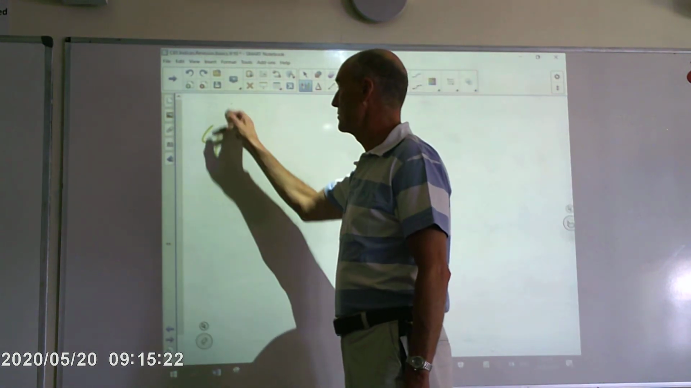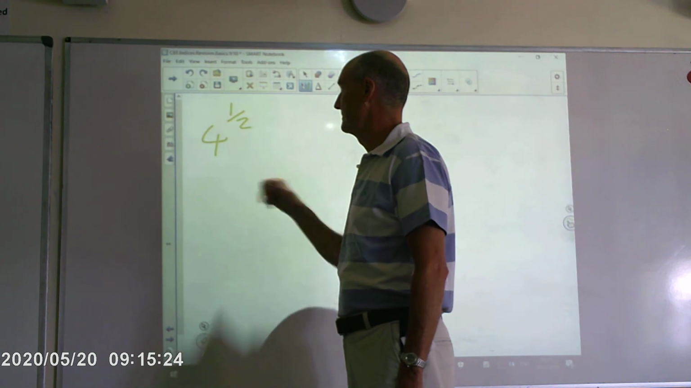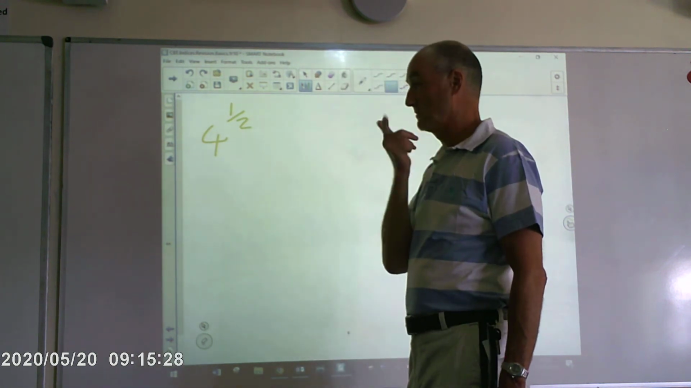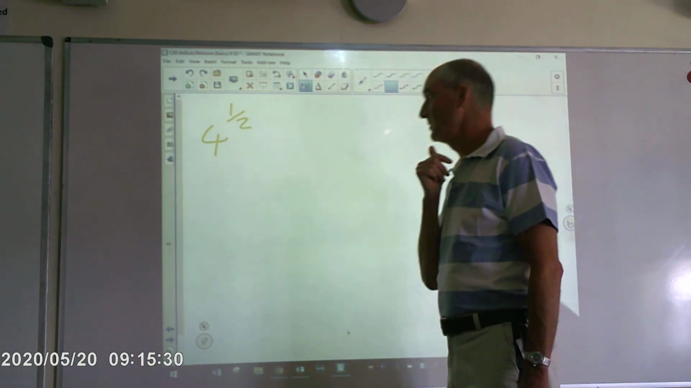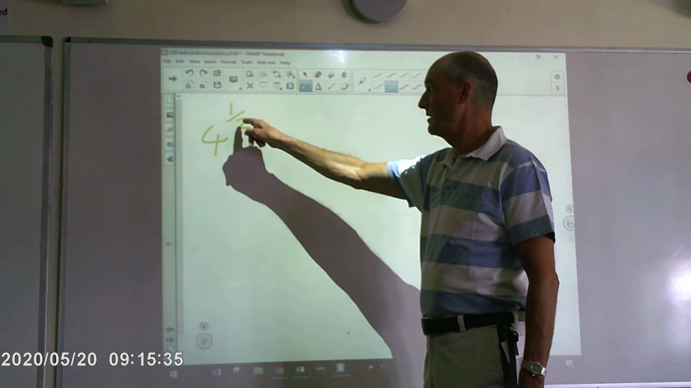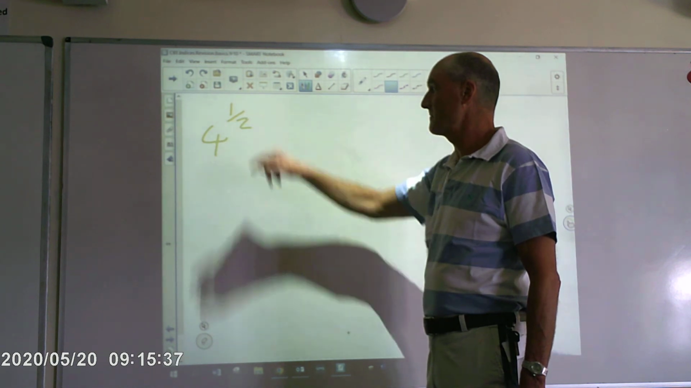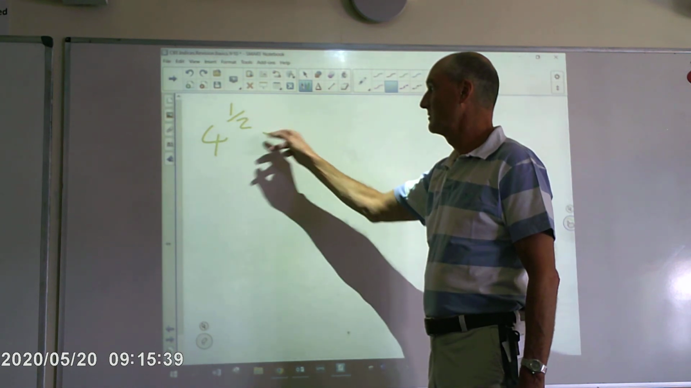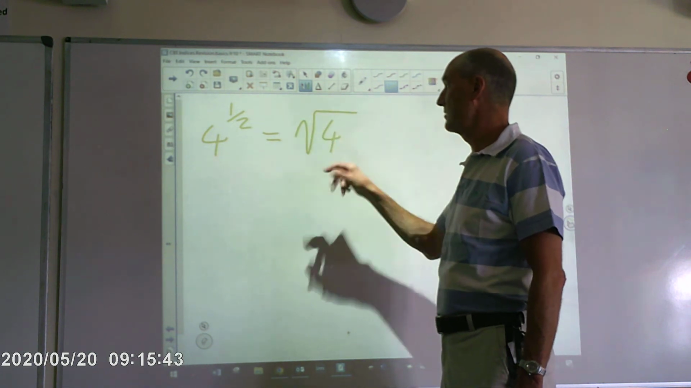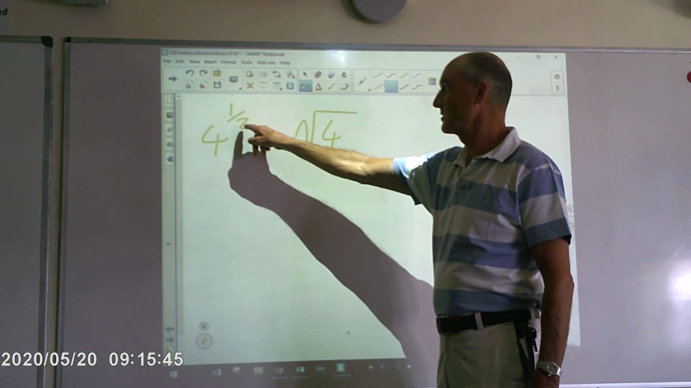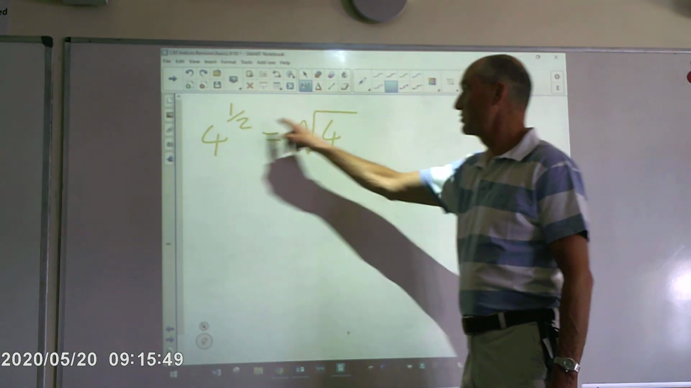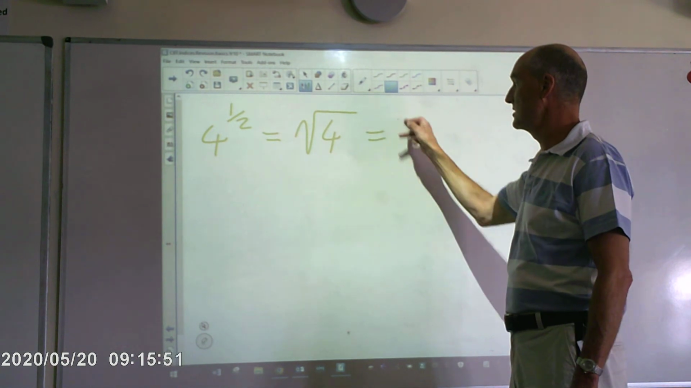4 to the power of a half. Some of you will have seen this before. All that means is 4, and we've made it a fraction. That bottom part of the fraction means that in this case it's going to be a square root, because that's a 2, it's a square root. What's the square root of 4? It is 2.